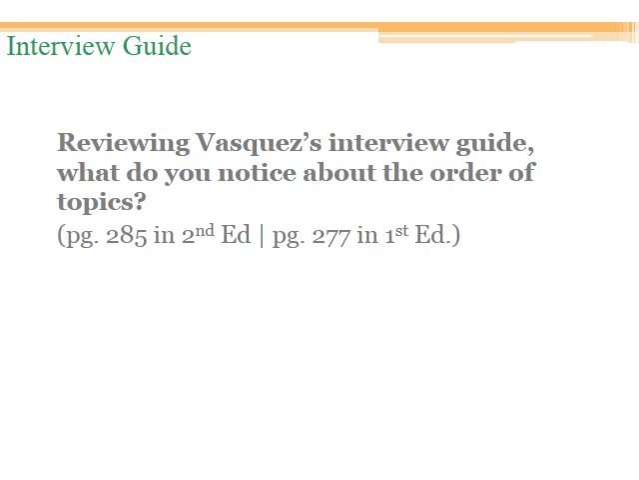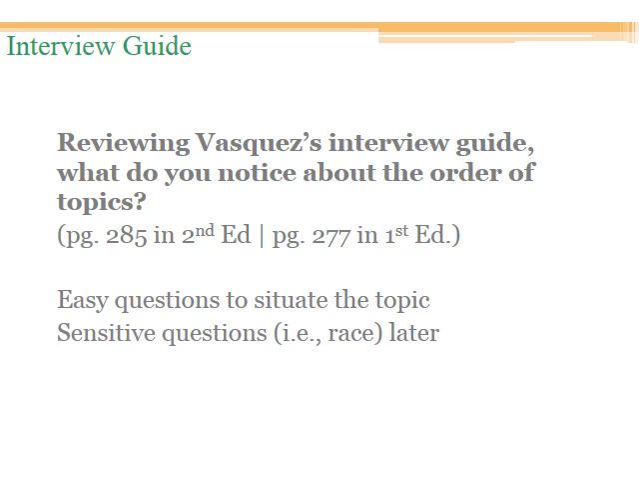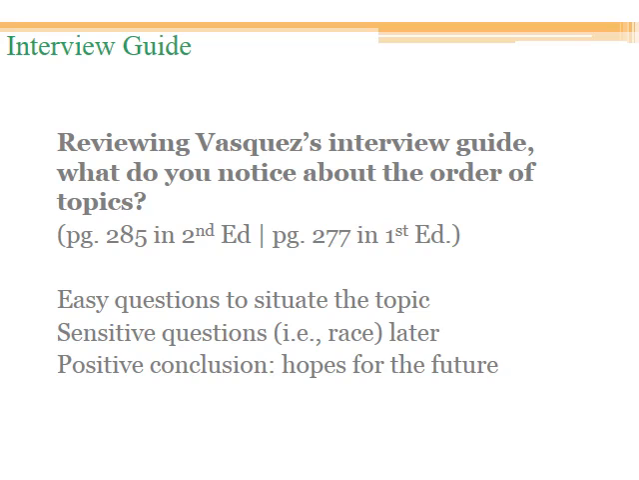Let's return to take a look at her order of topics. So similar to a survey, you might have noticed that she starts off with an easy question that situates the topic of the interview. She then moves on to more sensitive questions regarding race. Those come later, once the interviewer and interviewee have become more comfortable with each other. Her conclusion is also very well designed because it's asking about future hopes and practices, so you always want to end on a positive note. So as you devise your interview guide, you'll want to follow a similar order.